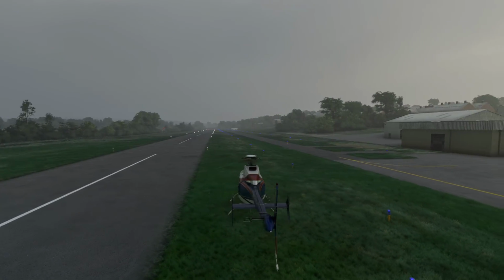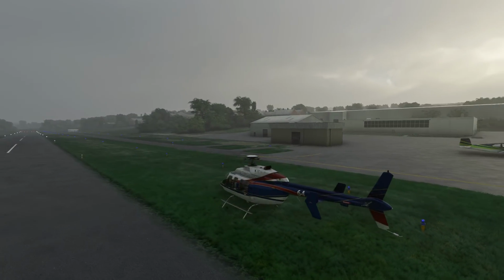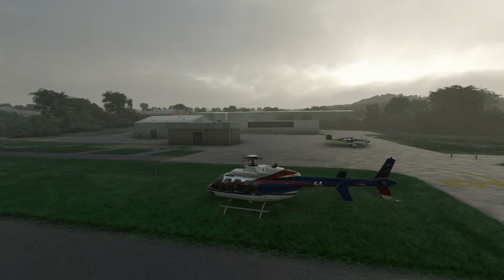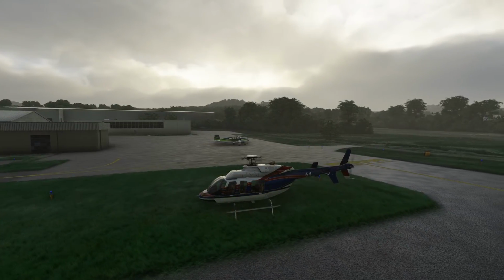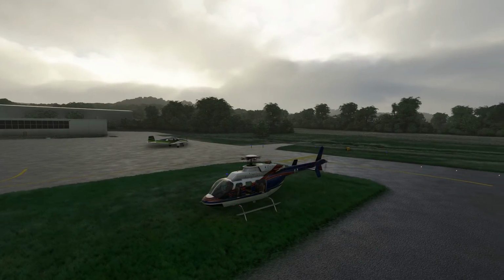Hello everyone, in today's video we're going to be taking a look at a crosswind helicopter takeoff. Now for those of you familiar with helicopter flying, a lot of times people are like, well, we have a crosswind, we'll just point into the wind and go. We don't always have that option as a helicopter.